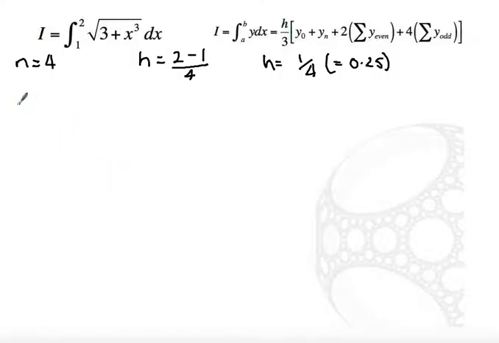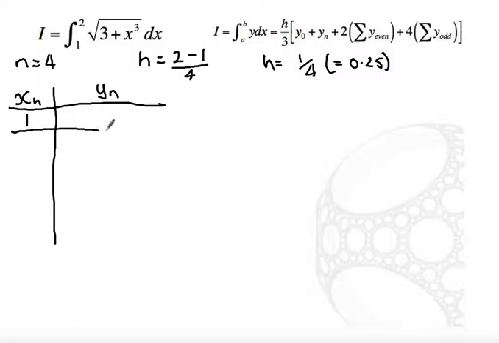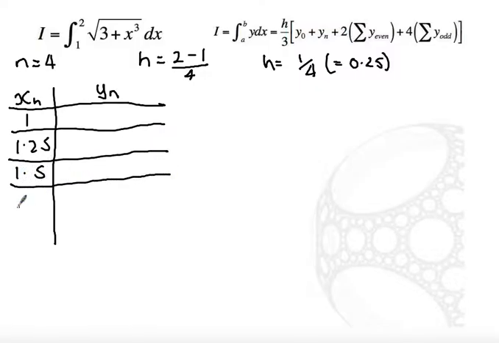So we're going to do a table now. In a table we're going to have x values, and we're then going to also have y values, and perhaps instead of putting x0 we should have here xn. So start off with the lower boundary and then we step up in steps of a quarter, so 1.25, 1.5, 1.75 and 2.